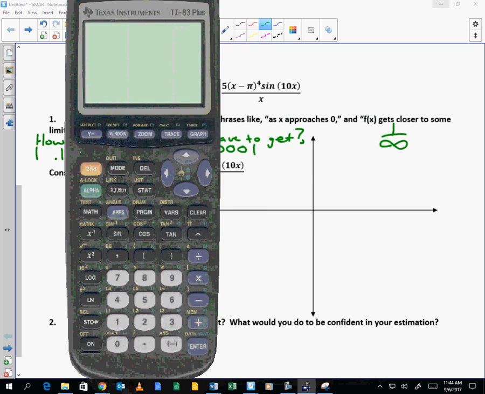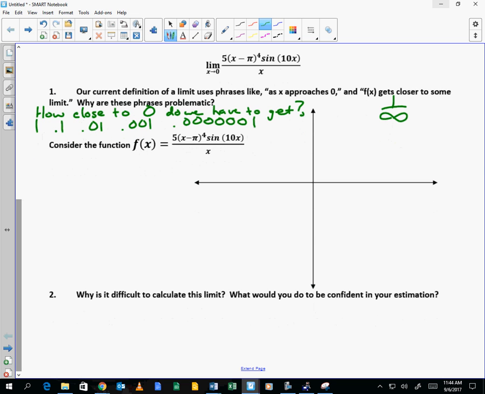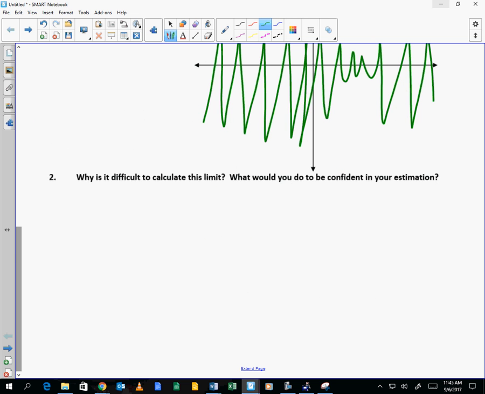This is going to be our example. We're going to look at this function. Is that what everybody has typed in? And we get that graph. My question is, as x approaches 0, what is the limit? Can you tell? No. So the graph looks like this, okay?